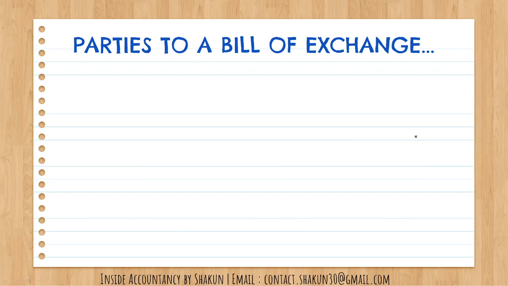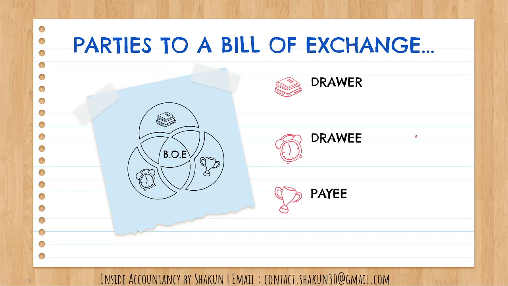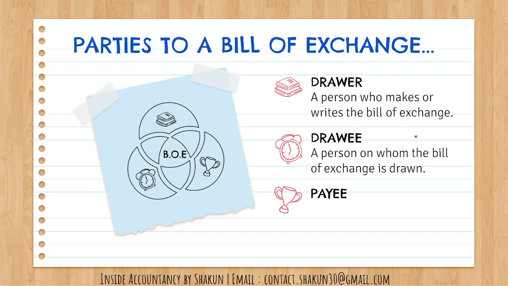Moving on, what are the parties to a bill of exchange? See, I've already explained two to you. So when we talk about the parties to a bill of exchange, there are three parties: the drawer, the drawee, and the payee. Drawer, I've already explained, is a person who makes or who writes the bill of exchange. Like in our example, A was the drawer. Drawee is the person on whom the bill of exchange is drawn. That is the person who has to make the payment, who has accepted the bill. Like in our example, B was the drawee.